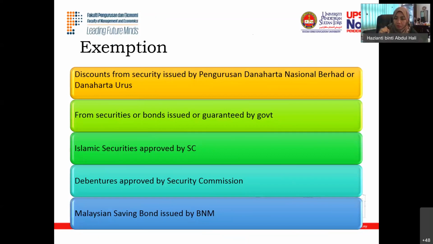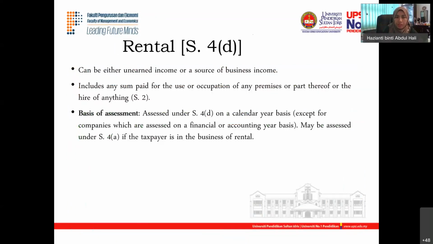And if you have no questions, we have the fourth one under section 4D, which is rental. This is quite complex. Because for rental income, we can have rental expenses or related expenses to the rental. So it can be either unearned income or source of business income. So everybody knows rental is a sum paid for the use or occupation of any premises. So here we are talking about rental of premises. And the basis of assessment under section 4D is a calendar year basis, except for companies, which are assessed on a financial or accounting year basis.